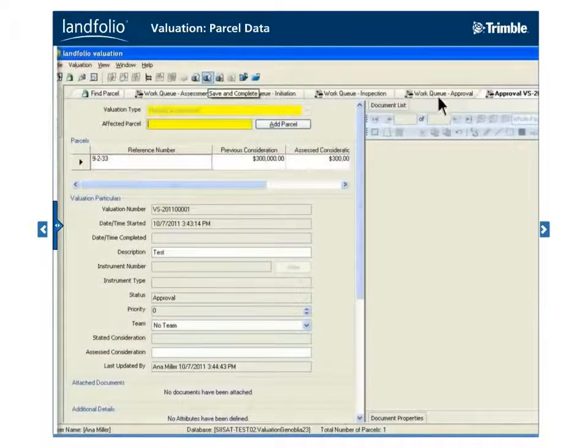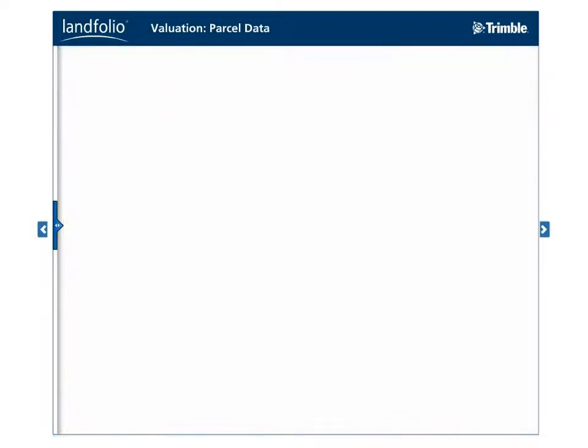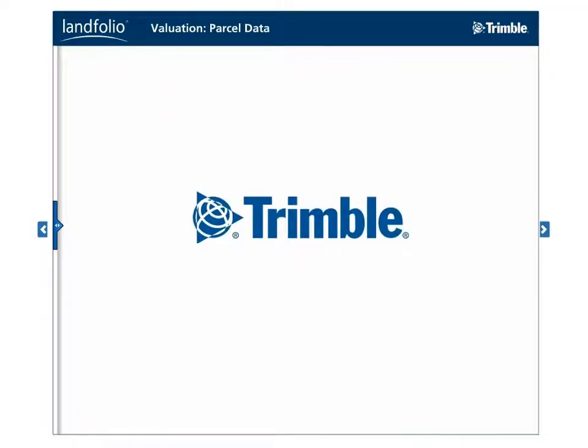To get to the approval queue, you have to go through the initiation queue, inspection queue, and the assessment queue and save and pass through each. Once all information has been entered, you select Save and Complete. To learn more about the rest of Landfolio, please return to the main menu and select another module.